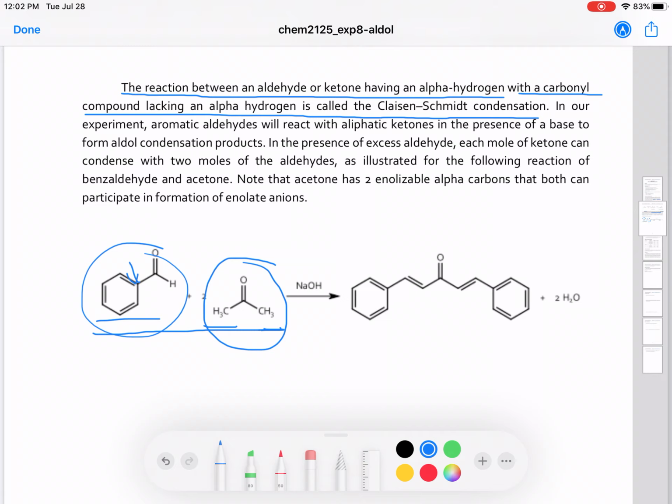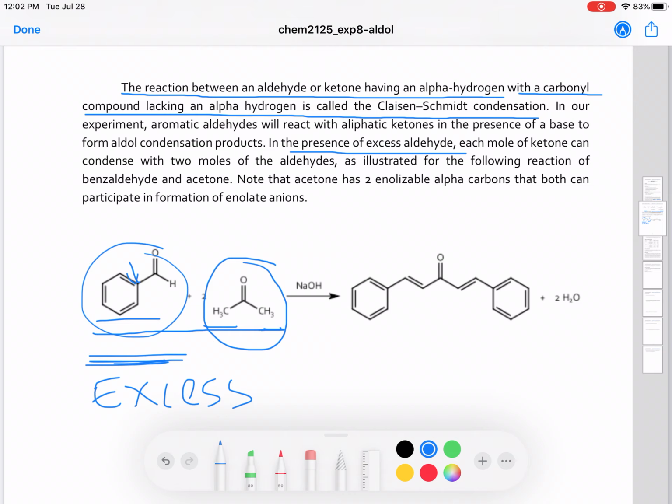In the experiment that you are doing this week, you have several aromatic aldehydes. Aromatic again means containing a benzene ring. They are going to react with aliphatic ketones. Aliphatic means there are no benzene rings. This happens in the presence of a base to form aldol condensation products. We're going to keep our aldehyde in excess, and we use a limited amount of your ketone.